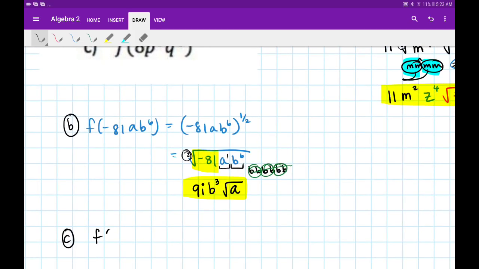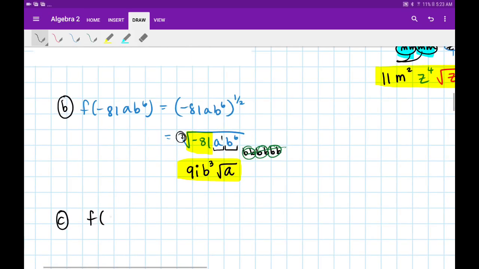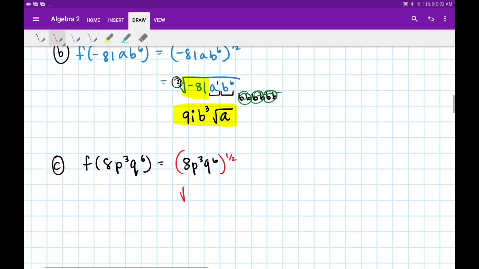For C, we have f of 8p cubed q to the 6th. That's all under square root, or I should write to the power of 1/2 first, plugging it into my function, and then that means I'm doing 8p cubed q to the 6th. All right, let's take the square root of 8 first. So unlike the previous 2 examples, this 8 is not a perfect square. So we're going to need to simplify.